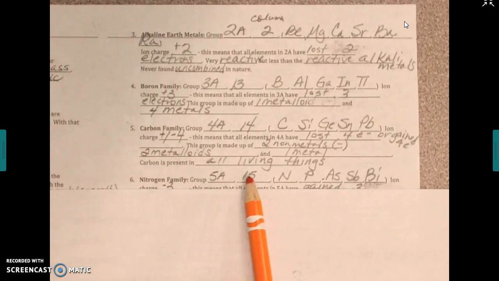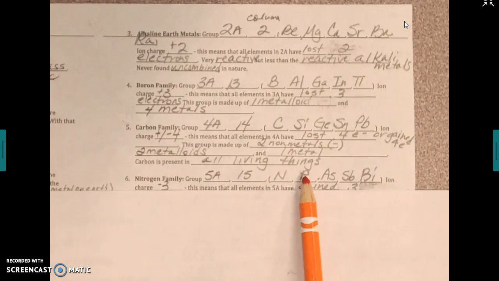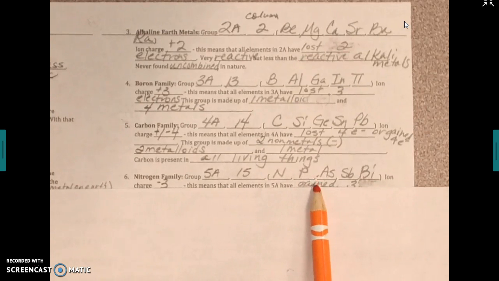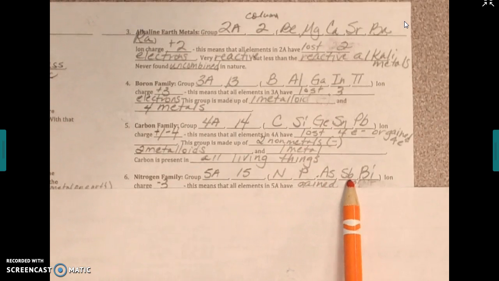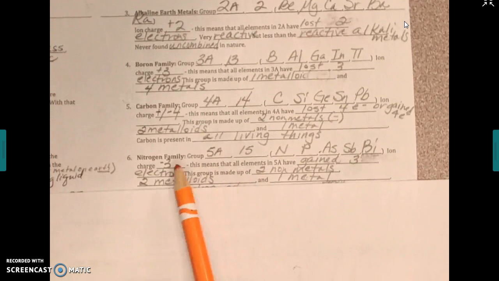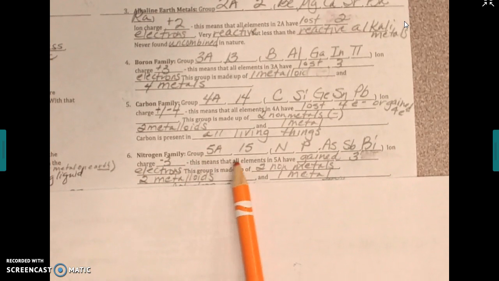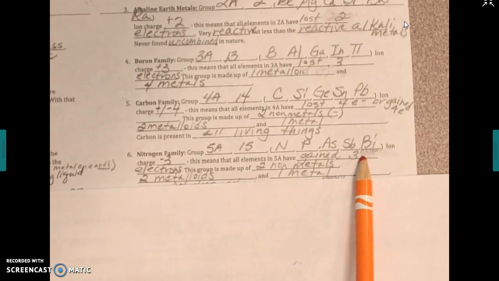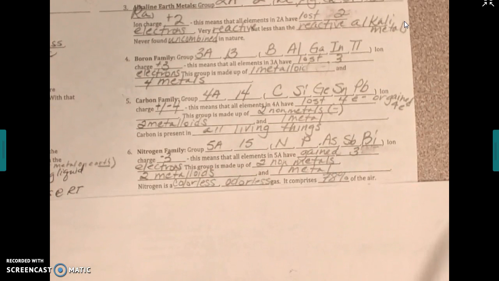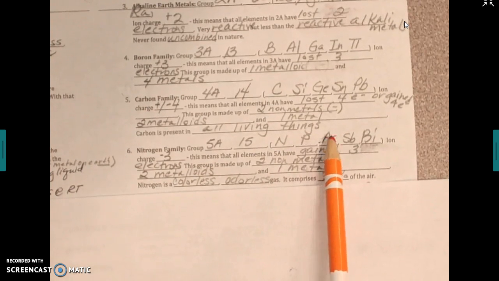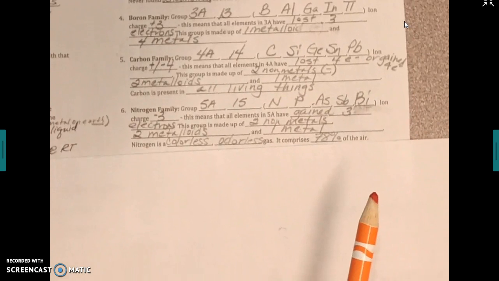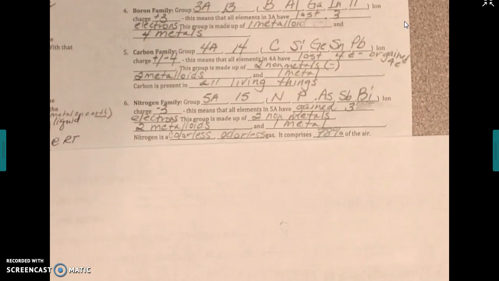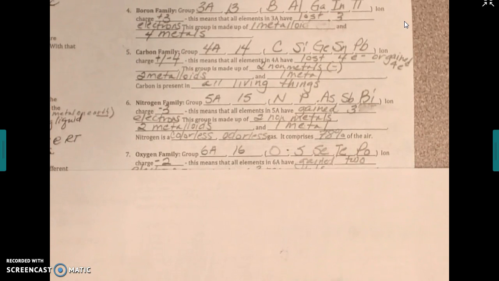The nitrogen family is in group 5A, or group 15. This is nitrogen, phosphorus, arsenic, antimony, and bismuth. It has the ion charge of -3. This means that all elements in 5A have gained 3 electrons. This group is made up of 2 nonmetals, 2 metalloids, and 1 metal. Remember, nitrogen is a colorless, odorless gas, and it comprises 78% of the air.